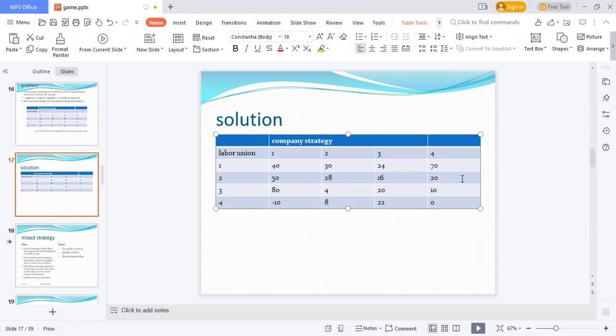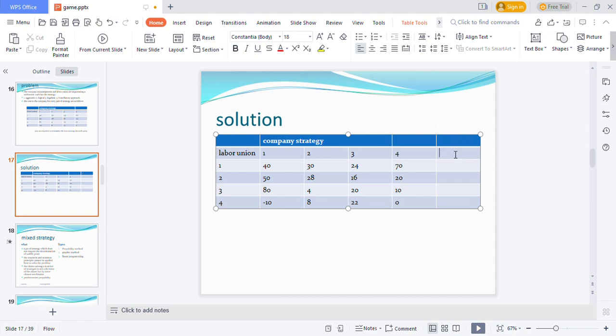So we want to look at the solution. For us to have a solution, we introduce the maximizing player. The labor union is the maximizing player. So let's introduce another column here. Insert the column on the right. Correct. So here we have row minimum. We need to identify what will be our row minimum.